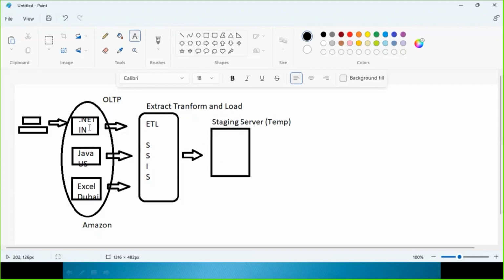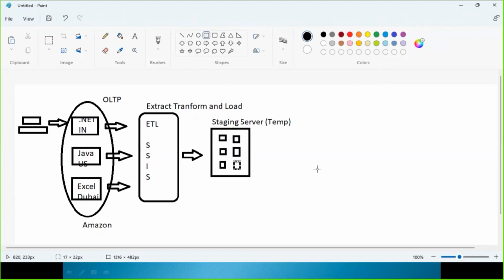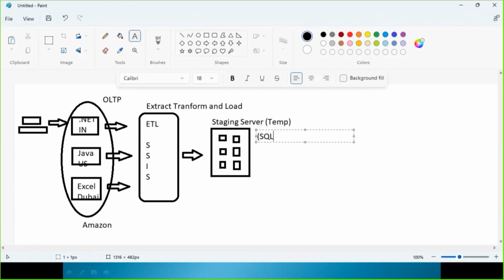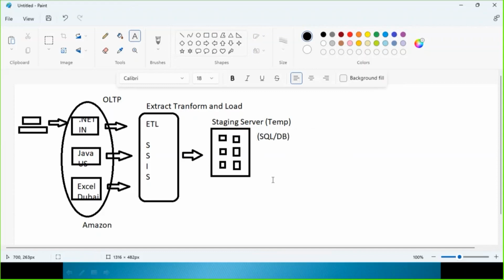All the data from India, .NET, Java, Excel, all the data will come and you will be able to store the data in the form of tables. You create lot of tables in Excel, right? So this is a staging server. This server is always a SQL. SQL means I'm talking about a database server. What is a database? You will understand in your SQL server classes videos. You buy the videos, you will understand what is RDBMS, what is SQL. So don't worry about it as of now.